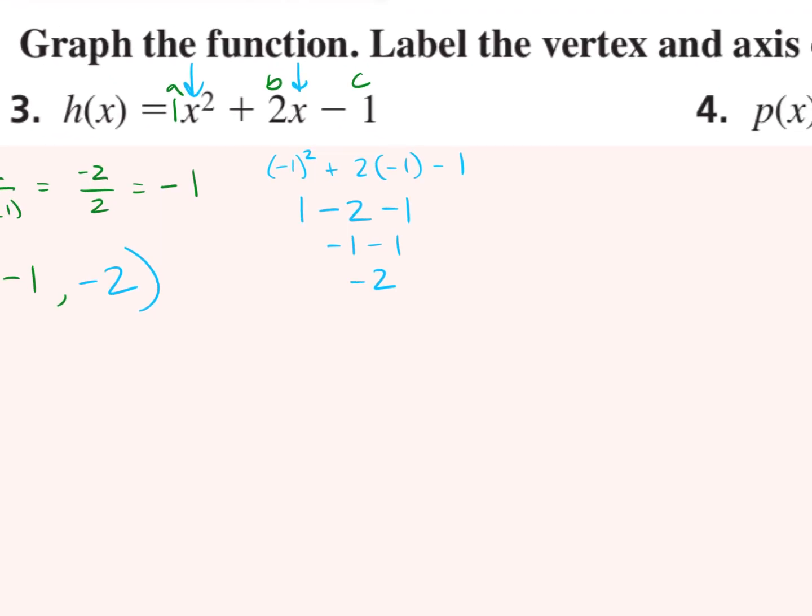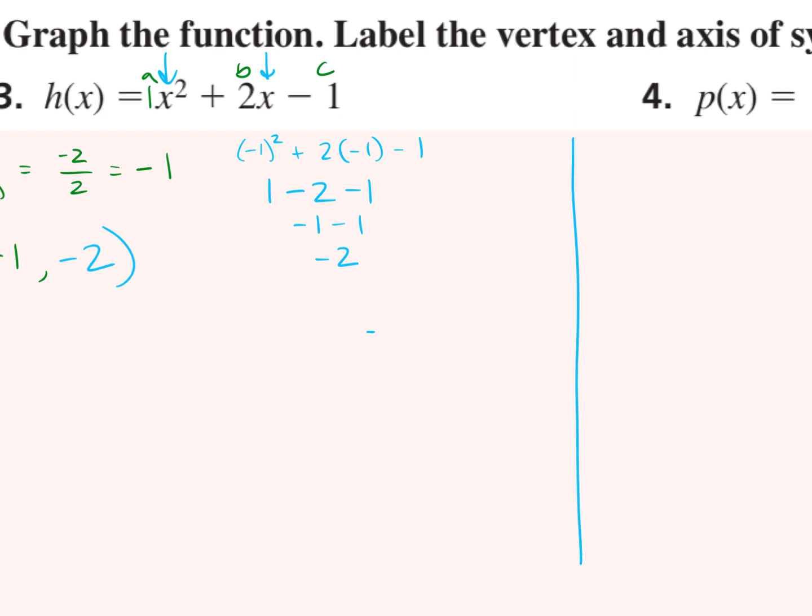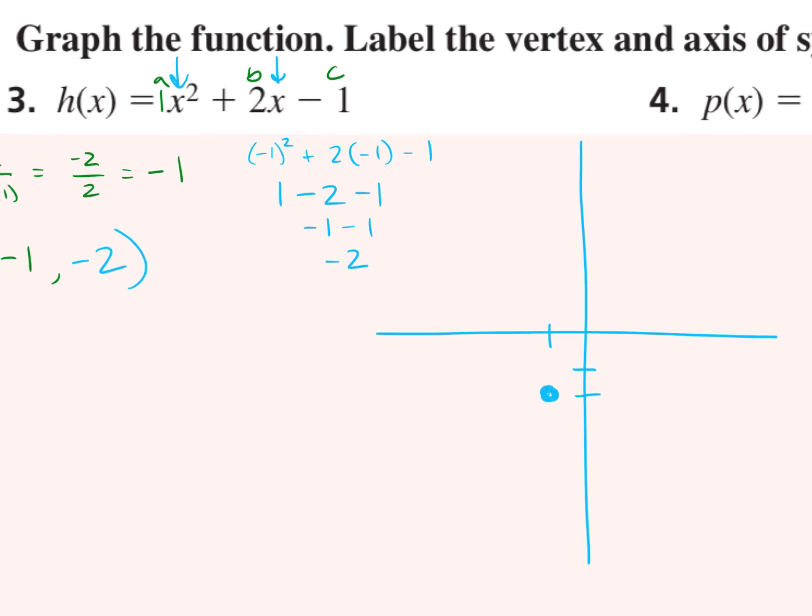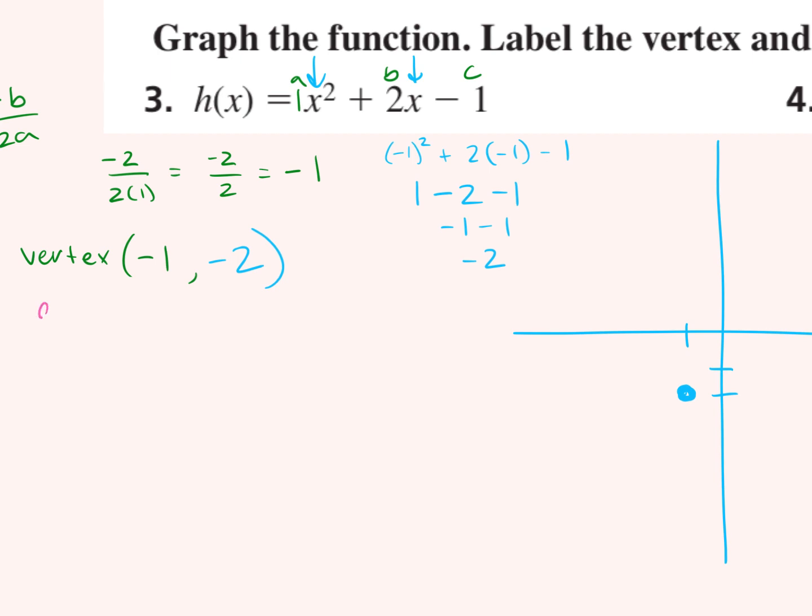So let's graph our vertex. I'm going to go to the left, -1, and down, -2. What's our axis of symmetry? X equals -1. Perfect. It's the same number as our H, the first number in a vertex. So I'm going to put a dotted line right through -1. Everybody good so far?